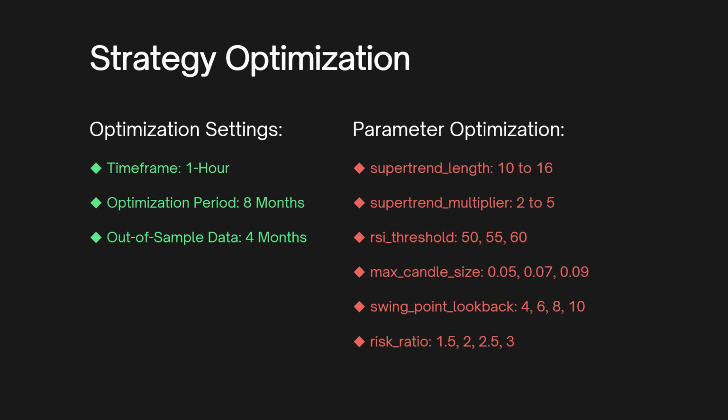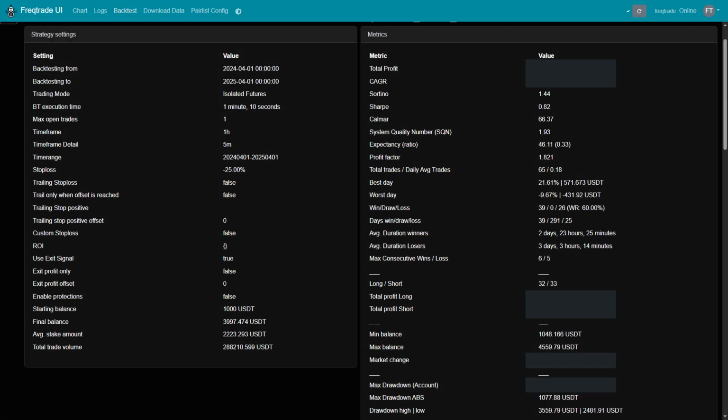We'll use Freqtrade's HyperOpt feature to search for the best combination of these parameters, aiming to maximize overall profit while keeping drawdowns as low as possible. Once optimization is complete, we'll run a full backtest to evaluate how the strategy performs with the optimized settings. All right, let's take a closer look at the backtesting results.